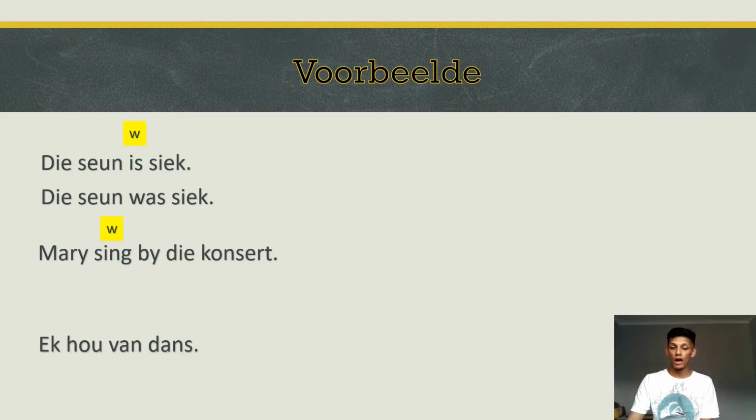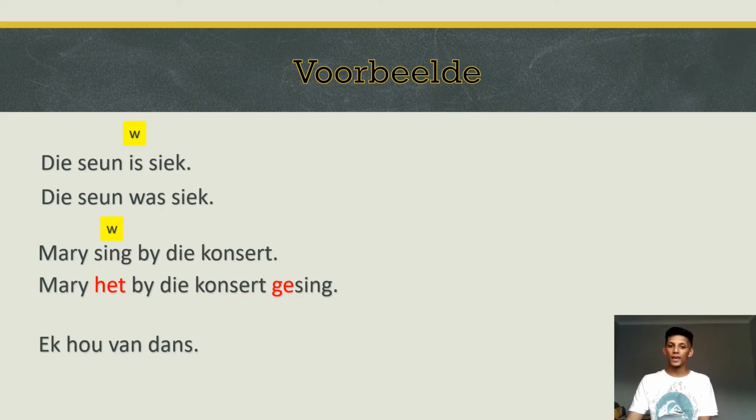So let us see our answer. Ons antwoord sal wees Mary het babykonsert gesing. Mary, we replaced the verb with het, which is sing. We took sing to the end of the sentence, and then you will see ge in front of it. Because remember I said that we have to join, verbind, ge and our verb together.